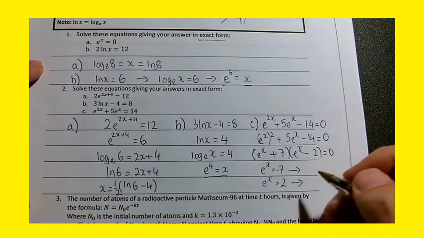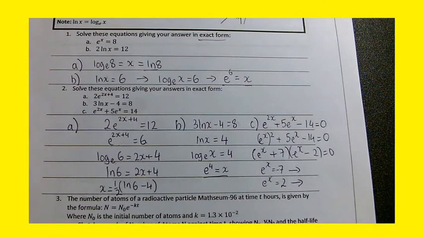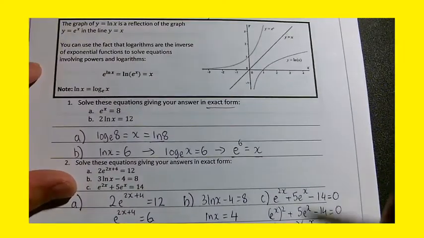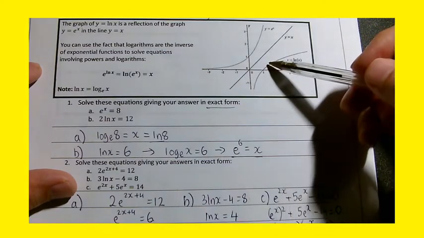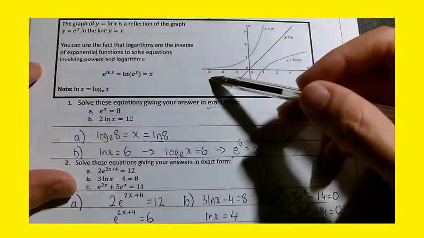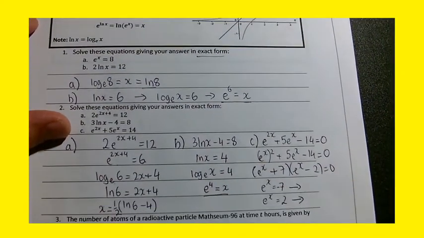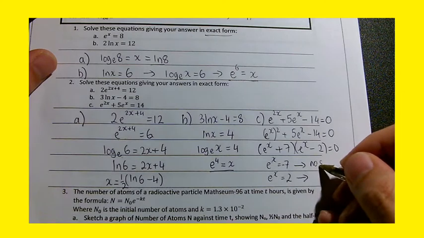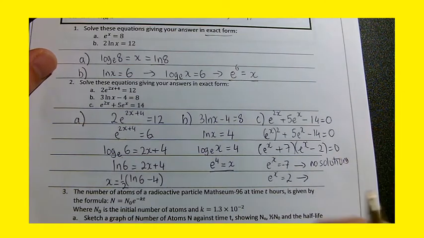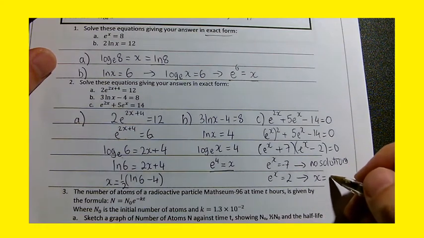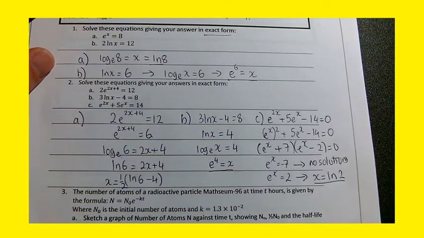Now, the problem with this question is that if you look at the e^x graph, there's no value of x which gives you minus 7. There's no value of x which you can put in that makes e to the power of x equal to minus 7. So e^x equals minus 7 actually gives you no answers. But e^x equals 2 can give you a solution. Again, you just need to get into log form, and with a bit of work, you get x equals ln 2.